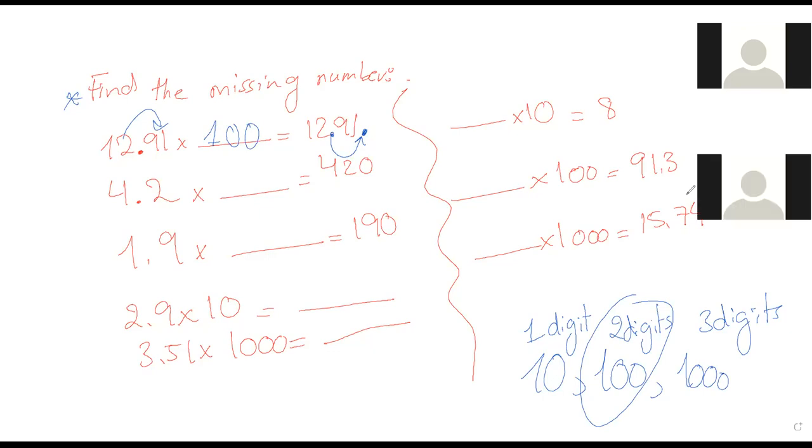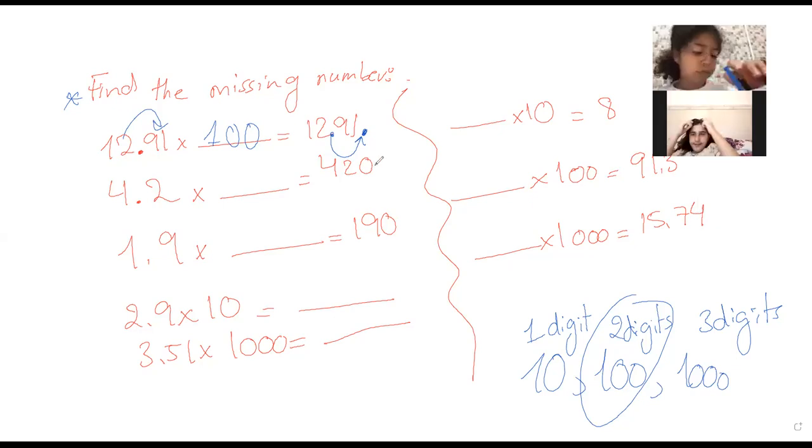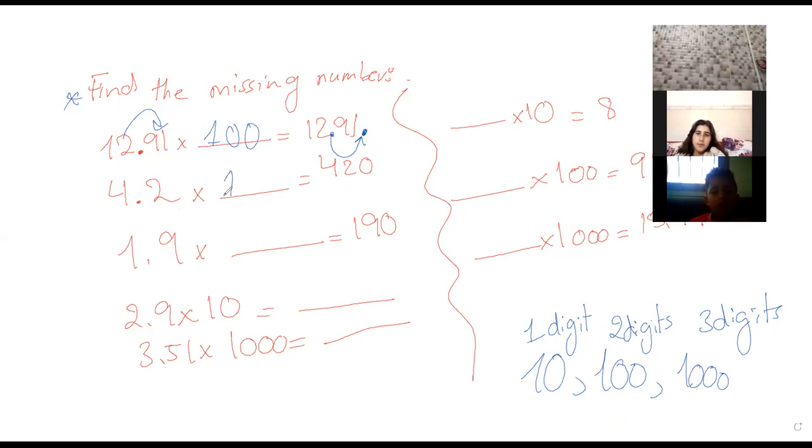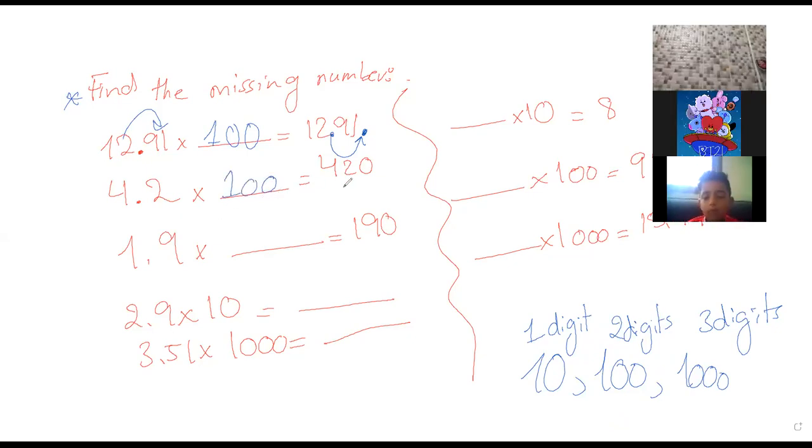The second one. 4.2 becomes 420. 10? You forgot the zero? 4.2 becomes what? 420. So how many digits did we move the point? Two digits, so it's 100. Excellent. We moved the point two digits, so it's 100. Bravo, Muhammad.